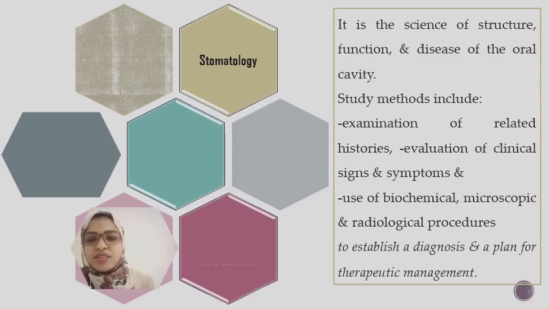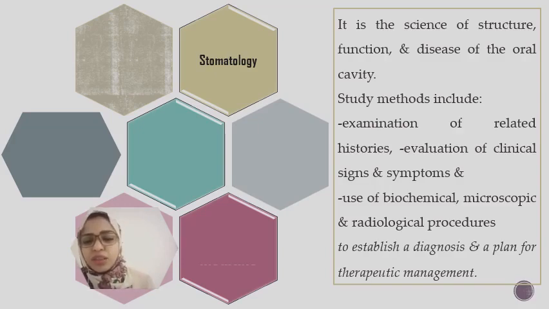Okay, to study this science we need study methods such as examination of the related history. يعني أخذ من الpatient history بتاعه. Okay, الحاجة الثانية evaluation of the clinical signs and symptoms, examination by eye and tools or fingers. Use of biochemical, microscopic and radiological procedures. Okay, اللي هي شنو؟ اللي هي هنا بتجيني الانفستيجيشنز واللي بتتضمن radiological procedures والبايوكيميكال procedures اللي بتكون في اللابراتوري.